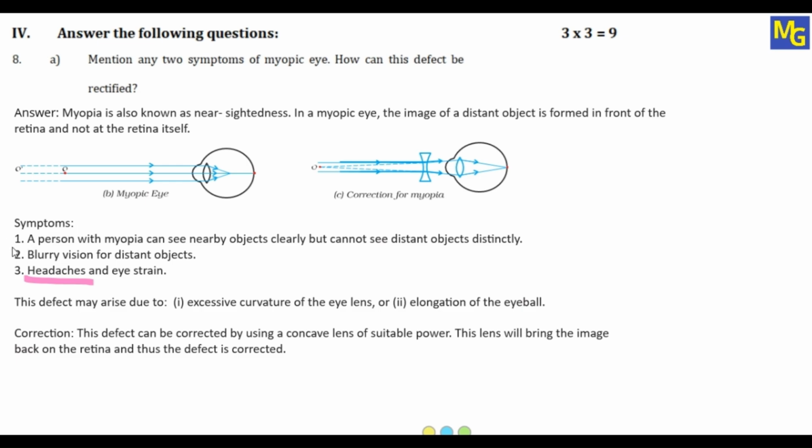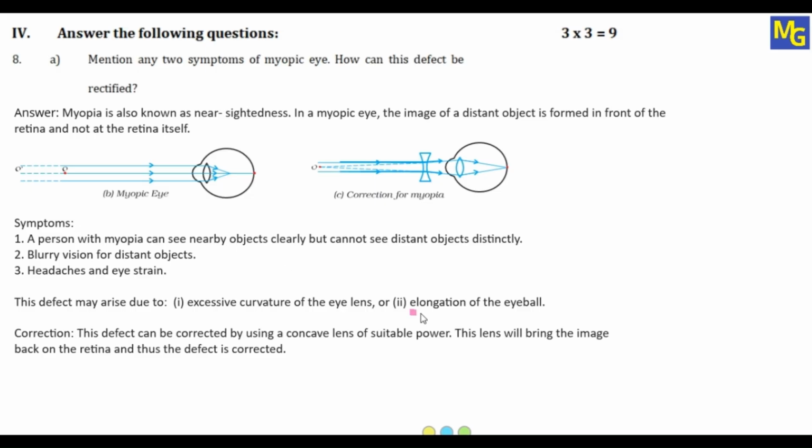And these are the three options, three symptoms of this myopia defect. What are the reasons for this? The first reason is excessive curvature of the eye lens. If the eye lens is curved more, then also this defect can occur.